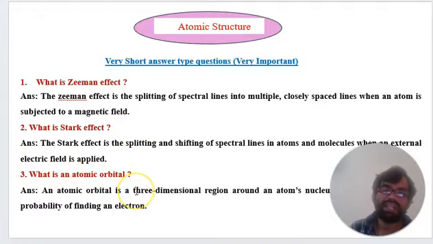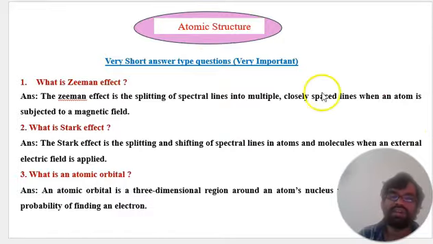Next one, what is an atomic orbital? A simple definition: the atomic orbital is the three-dimensional region around the atom's nucleus where there is a high probability of finding electrons. So that is called an atomic orbital.